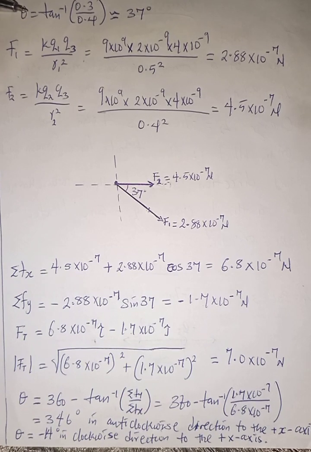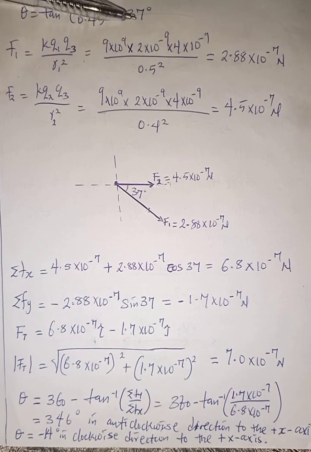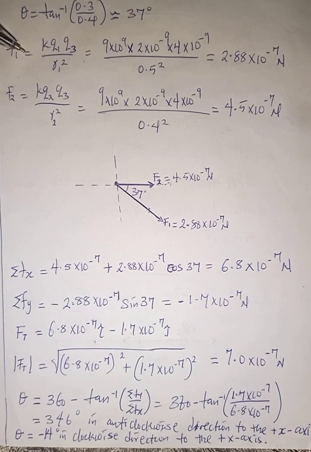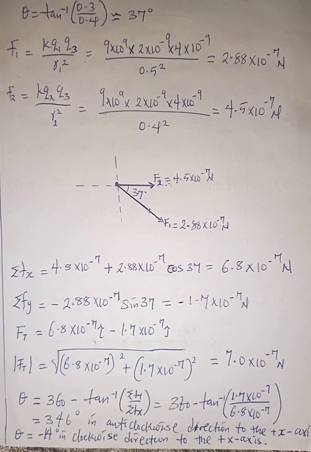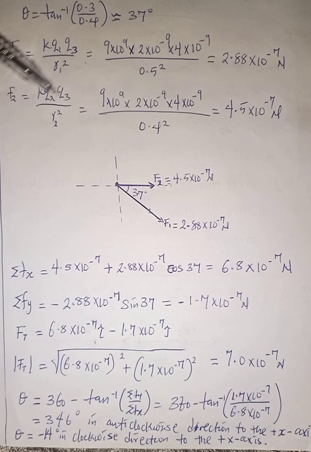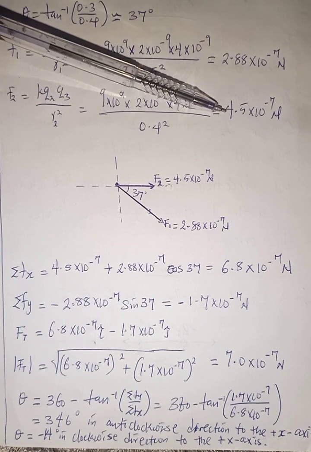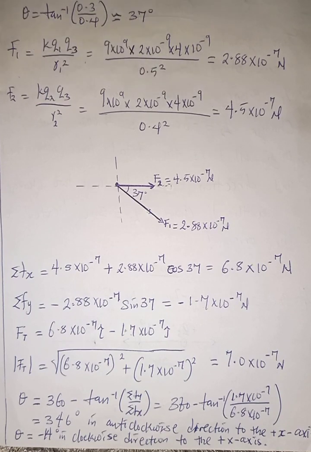So I already said theta equals tan inverse of this, which is 37 degrees. F1 will be KQ1Q3, the force between Q1 and Q3, and F2 is the force between Q2 and Q3. So apply this formula, substituting the values, and you're going to have this. Do the same for F2, and you're going to have this. Next, I'm going to resolve these forces.